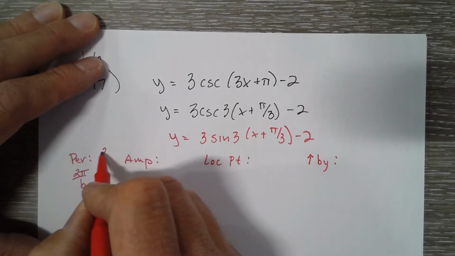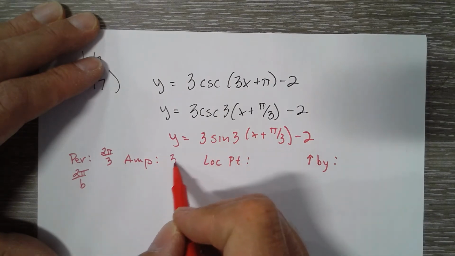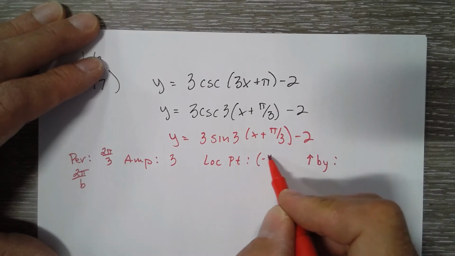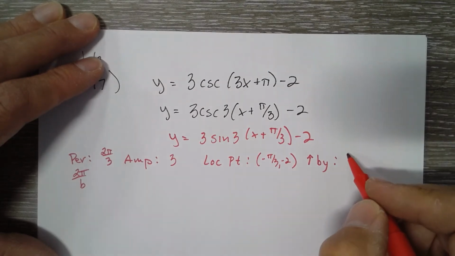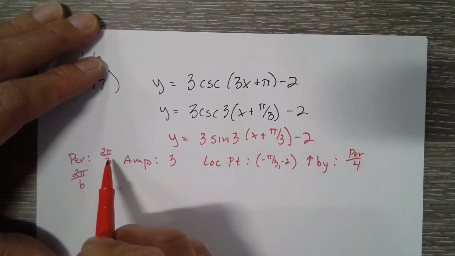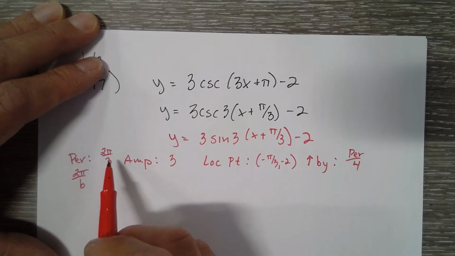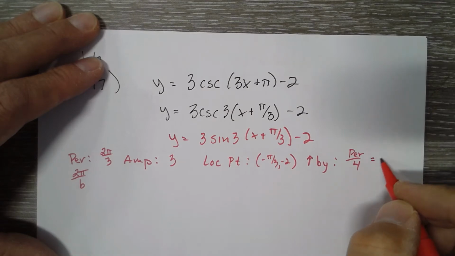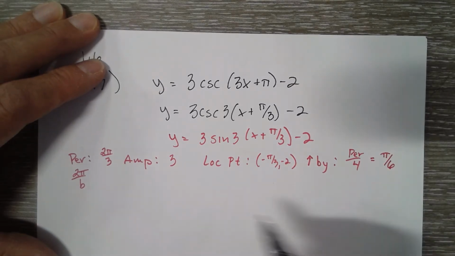So the period is 2 pi over 3. The amplitude is the number out front, that's 3. The locator point is the opposite of that, comma that, so negative pi over 3, comma negative 2. And up by is the period divided by 4. So my period is 2 pi over 3 divided by 4, or times 1/4, would be 2 pi over 12, which is pi over 6. Alright, so there's our information.